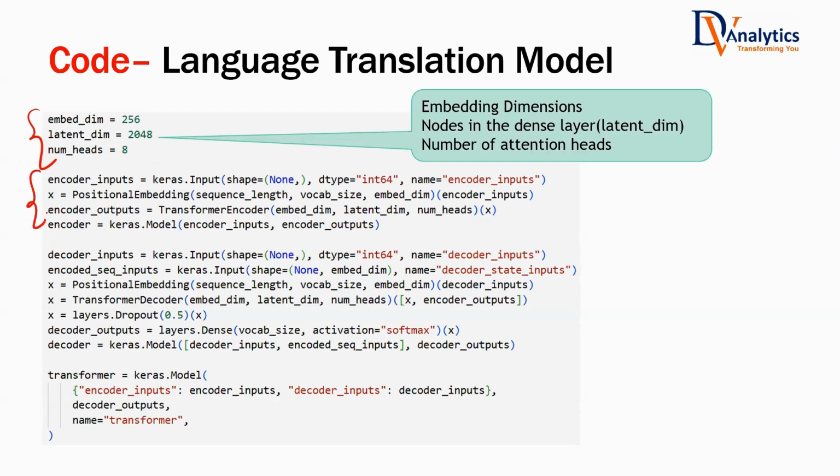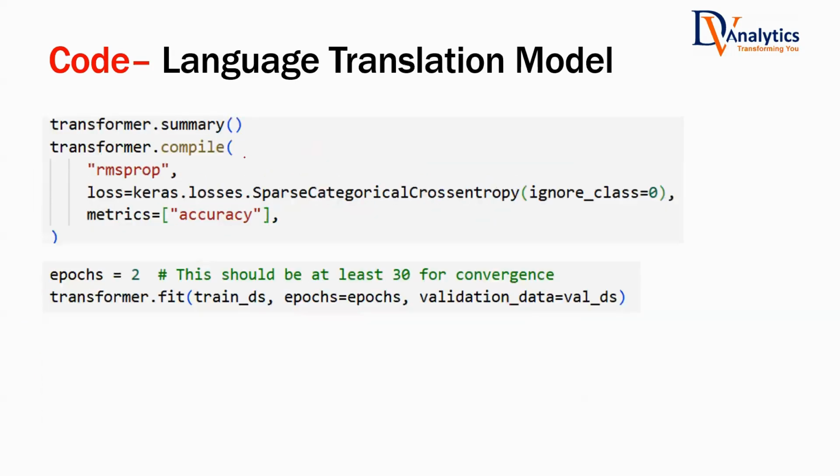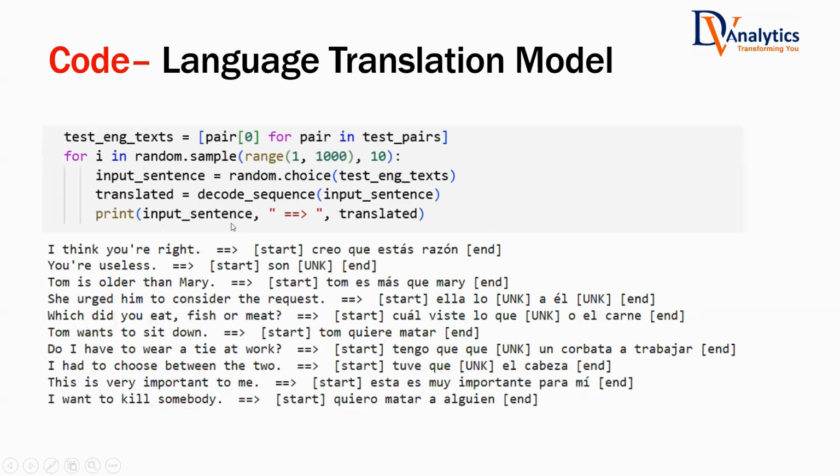So you have encoder inputs, positional encoding, encoder outputs. You have decoder inputs, and then sequential inputs, masked multi-head attention, decoder, and then finally transformer. Once you compile and then build the model, we will run it for a couple of epochs, see the output accuracy. So finally, the output looks somewhat like this.